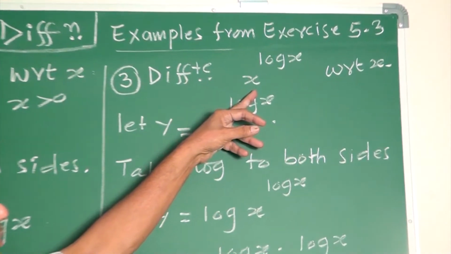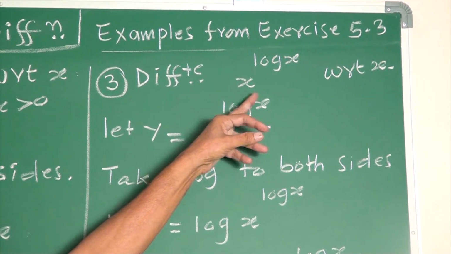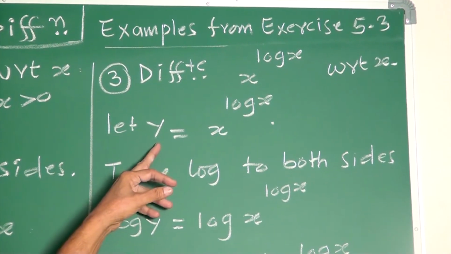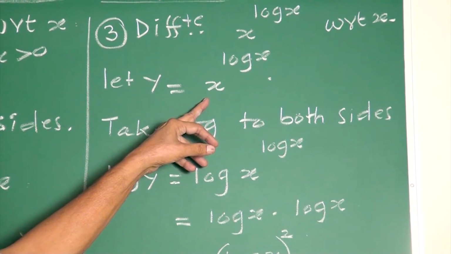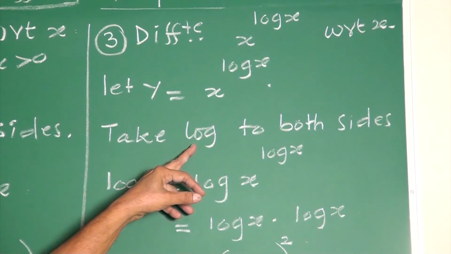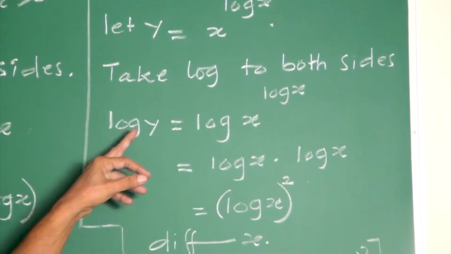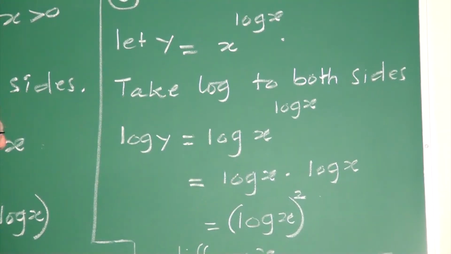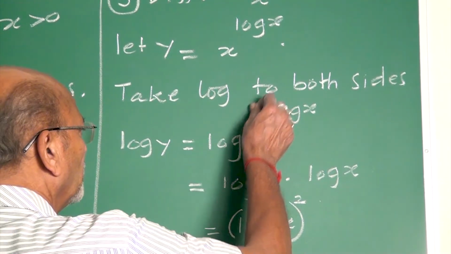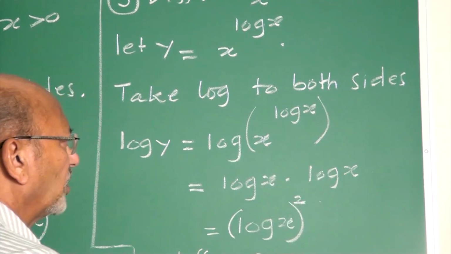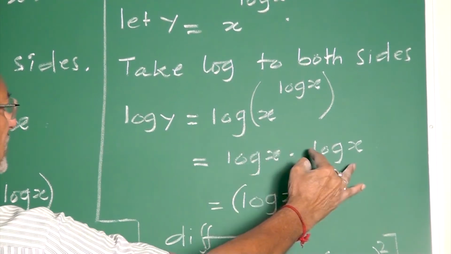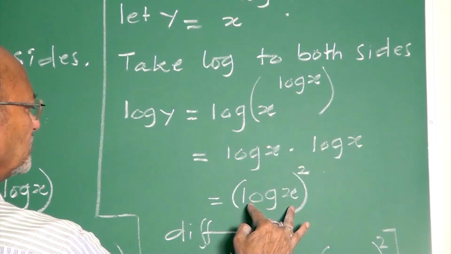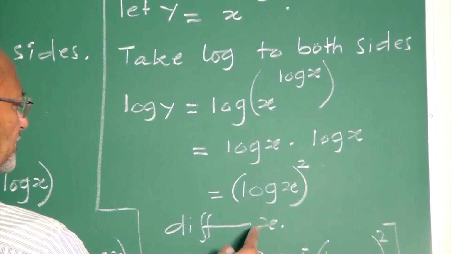Differentiate x to the power log x with respect to x. Let y equal x to the power log x. Taking log on both sides, log y equals log of x to the power log x. Power into log of the base: log x into log x, which is log x the whole square.